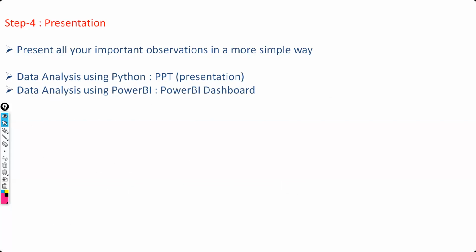If you have to explain to others, then step number 5 will come. That is called presentation. Presentation is for others, not for us. For us there are only 4 stages. For others, it is the 5th step. That is presentation. In the presentation, you have to make it in a simple way.